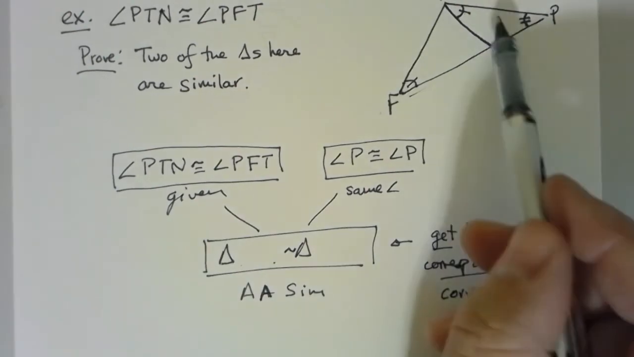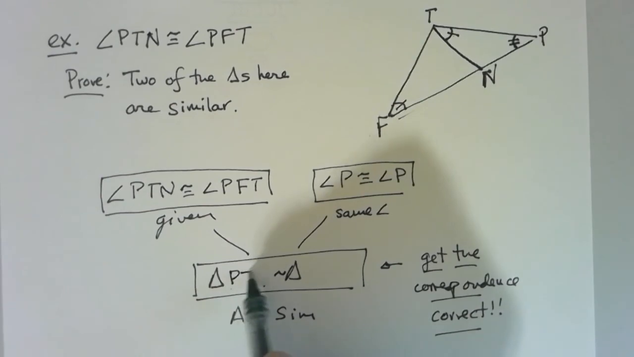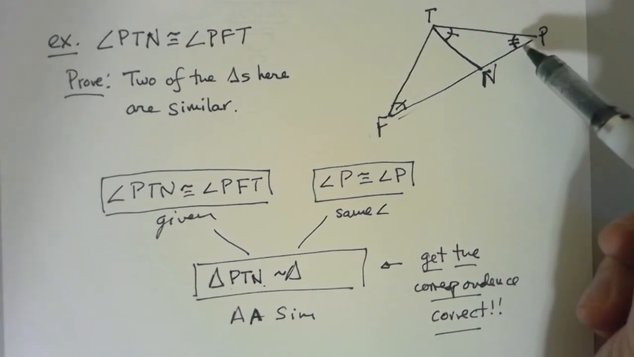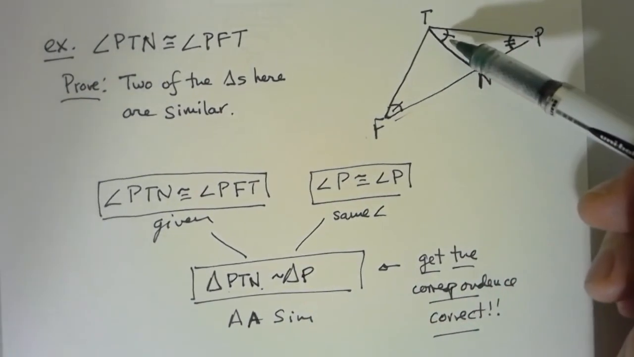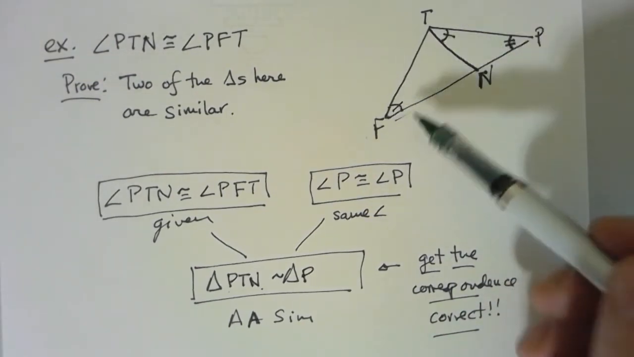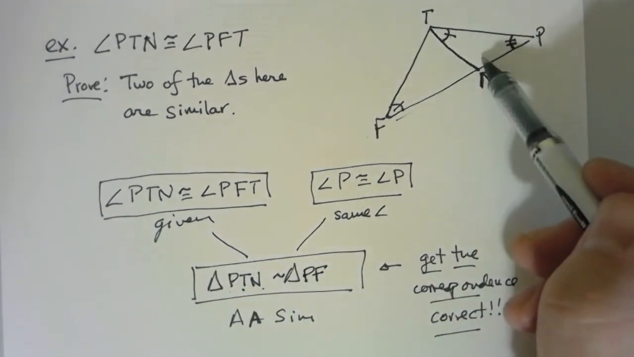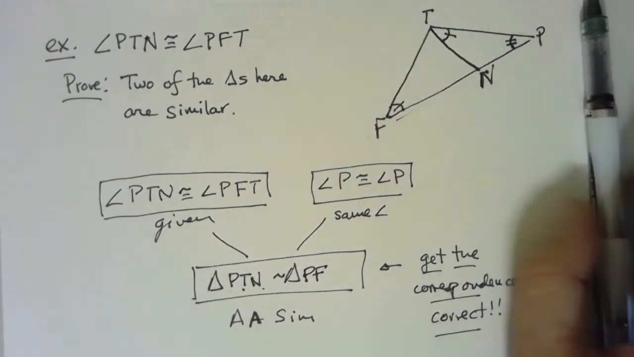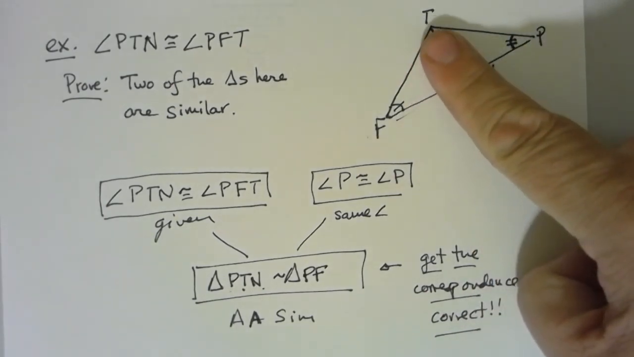So let's name this small triangle here. Let's call it PTN. So we just look at the tick marks. Angle P in the little one is marked the same as angle P in the big one, so those will correspond. Angle T in the small triangle matches angle F. They're marked the same in the big triangle, so T is going to correspond with F. Therefore, angle N in the small triangle is left to match, that's the unmarked angle here, that's going to match the unmarked angle T in the big triangle.